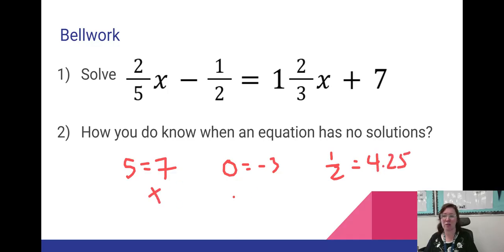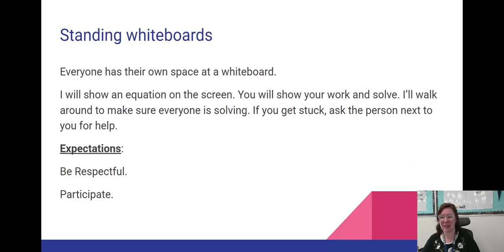Okay, it's not true that 5 equals 7. It's not true that 0 equals negative 3. Anything that's not the same and the x has disappeared, right? So this is me saying no, not good. The x has disappeared, then it's no solution. Okay. So we need to practice.